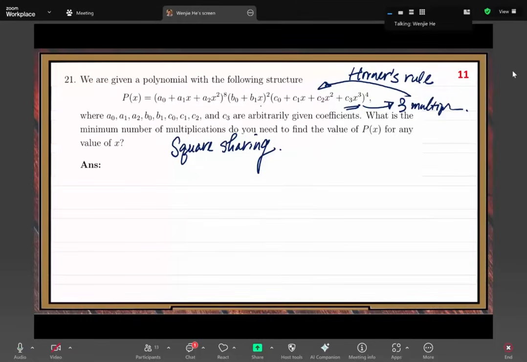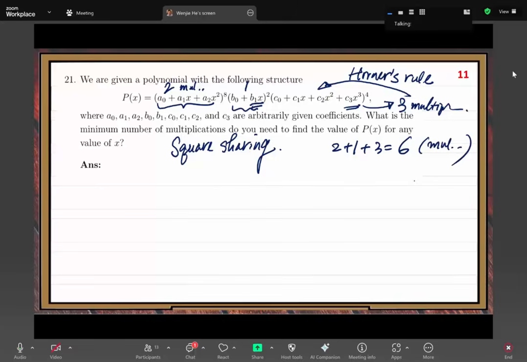By Horner's rule, in the second pair of parentheses, 1 multiplication, not 2. Then another Horner's rule application, 2 multiplications. So 1, 2, 3. So we use 2 plus 1 plus 3. So this round we have 6 multiplications.